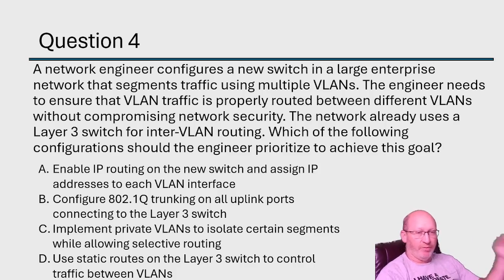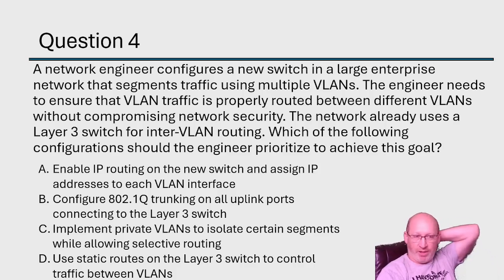A network engineer configures a new switch in a large enterprise network that segments traffic using multiple VLANs. The engineer needs to ensure that VLAN traffic is properly routed between different VLANs without compromising network security. The network already uses a layer 3 switch for inter-VLAN routing. Which of the following configurations should the engineer prioritize to achieve this goal?